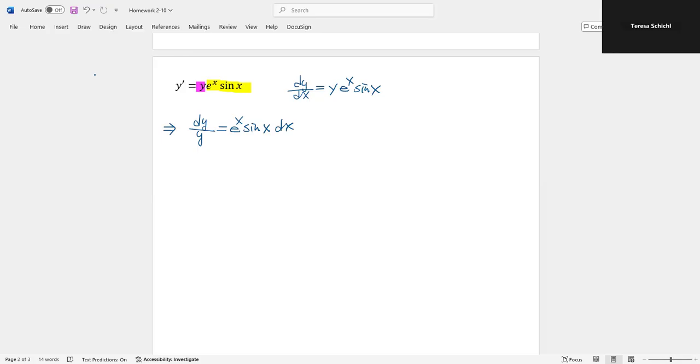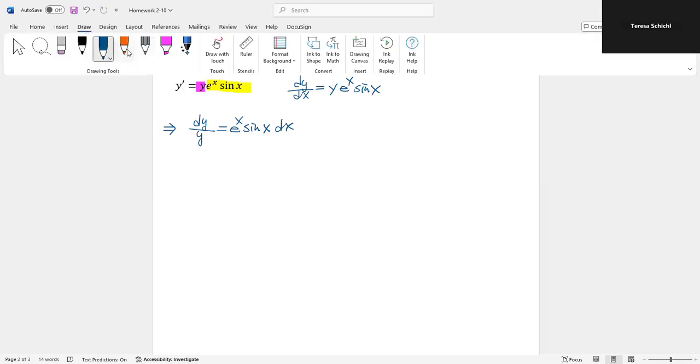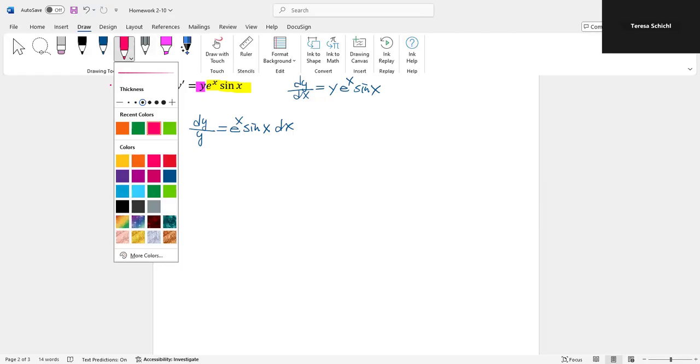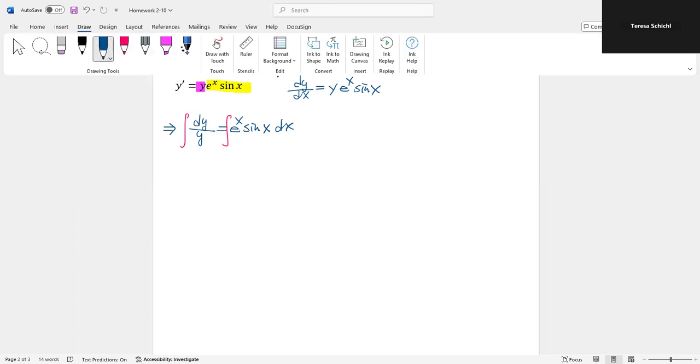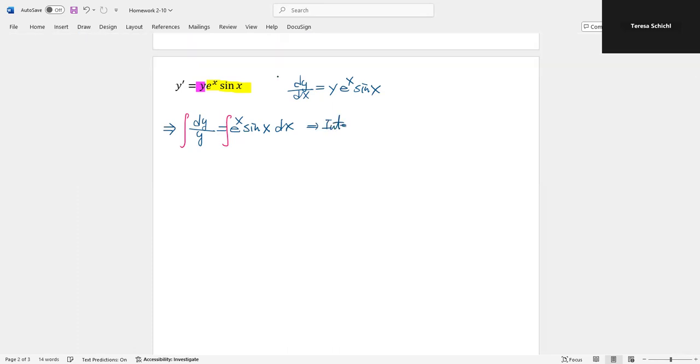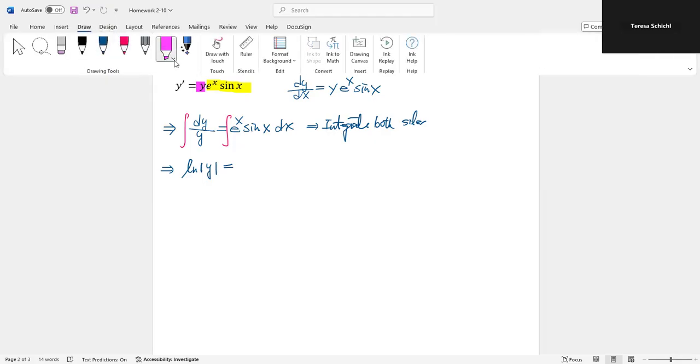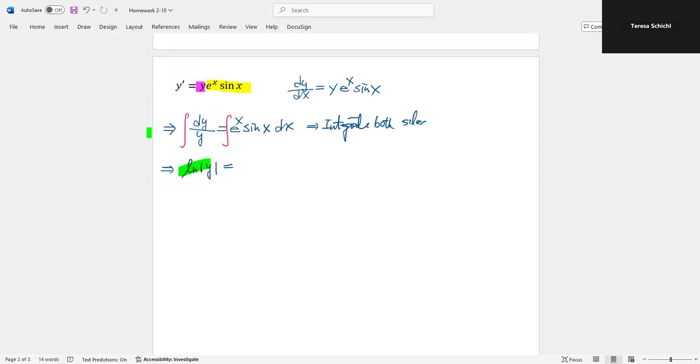So now let's integrate both sides. After the variable separation, we can integrate both sides here. So the left-hand side, when I integrate, I will have the natural log of y. Just like we always do, let me highlight this as my result on the left-hand side.